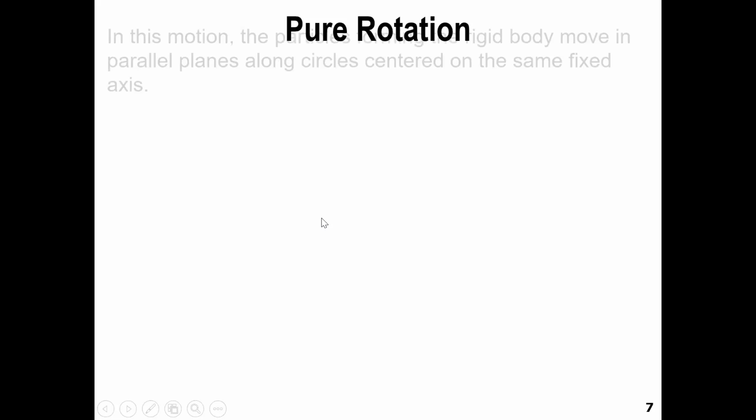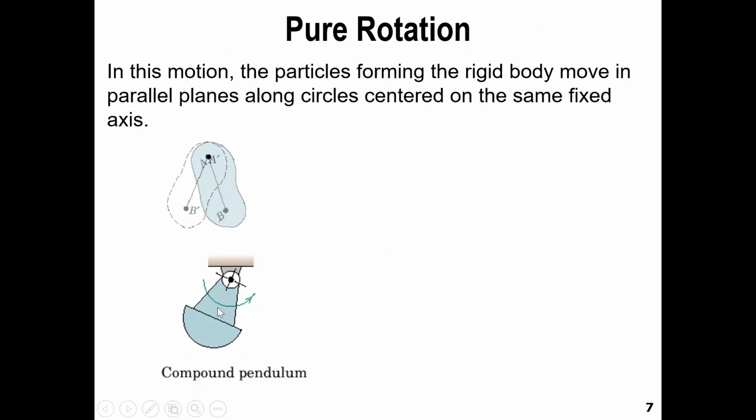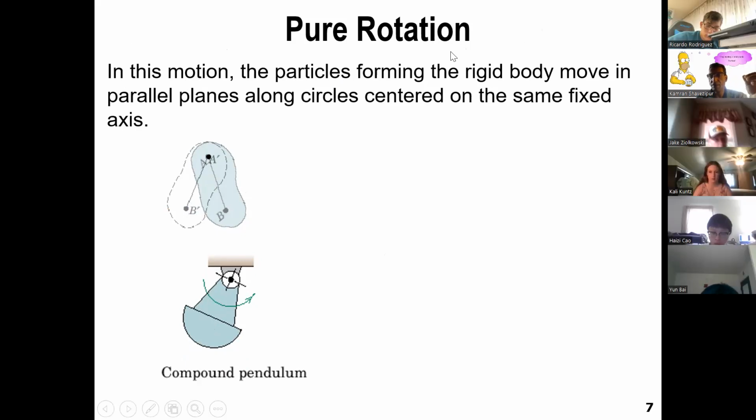Then we talk about rotation. The particles creating the rigid body move in parallel planes around circles, which means if this is your rigid body, it goes like that. You have a fixed point, and the rest of the rigid body rotates about that fixed point. Example of that, like any type of pendulum, sometimes you have swings in the park that are not ropes or chain, they're like rigid rods. Those rigid rods rotate around a fixed point.